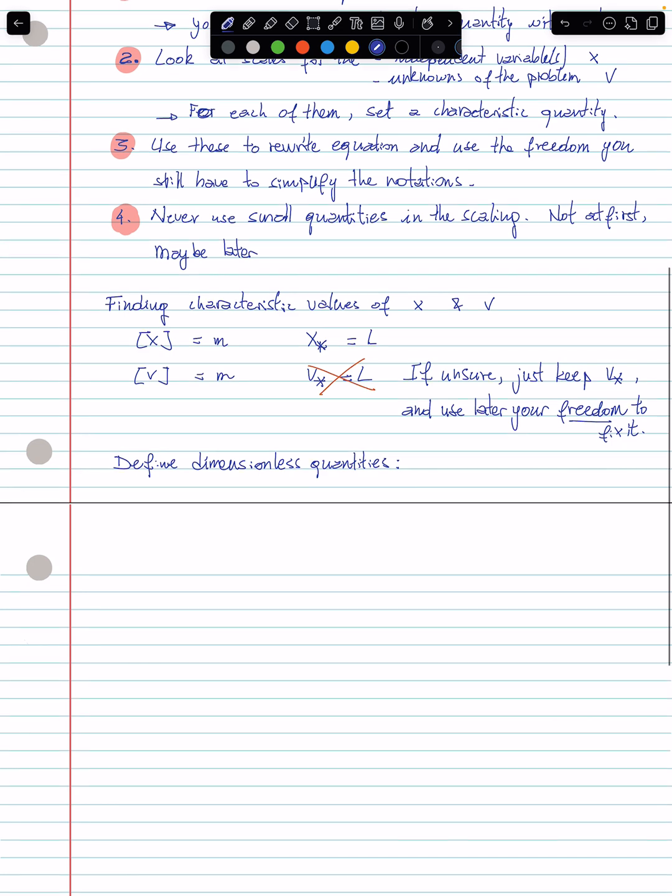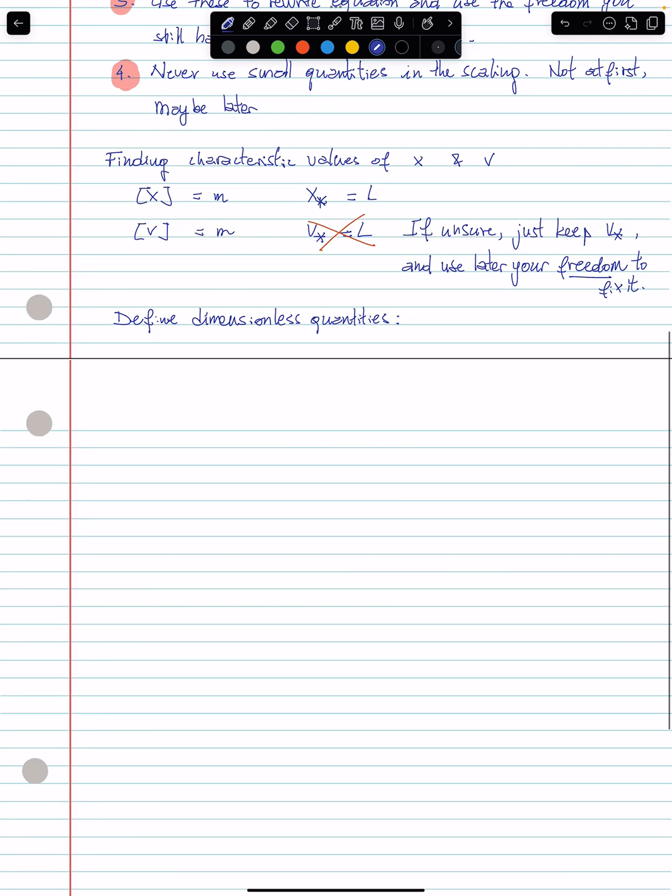And if we define dimensionless quantities, it means that we need one for the independent variable, and so we're going to say that x is equal to xi times L. So when x belongs to [0, L], it means that xi is in [0, 1]. Okay, which looks already quite nice.